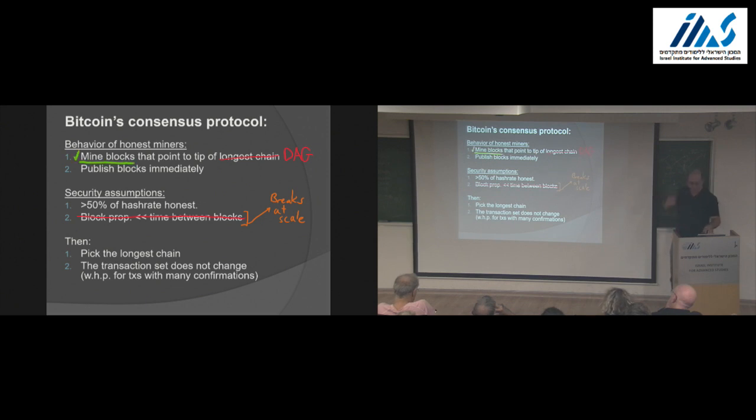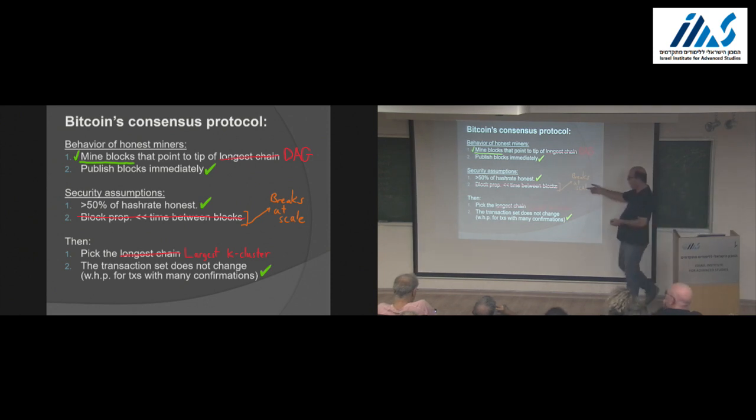You're still going to mine the same way, everything we talked about. You publish blocks immediately. We need half of the honest hash rate to be legit. Instead of picking the longest chain, we're just going to pick another thing in the DAG that I call the largest K cluster. I'm going to show you what that is. And then I'm still going to have a transaction set that I pick from this K cluster that doesn't change with high probability. So I'm going to have a result of the same flavor as Bitcoin.